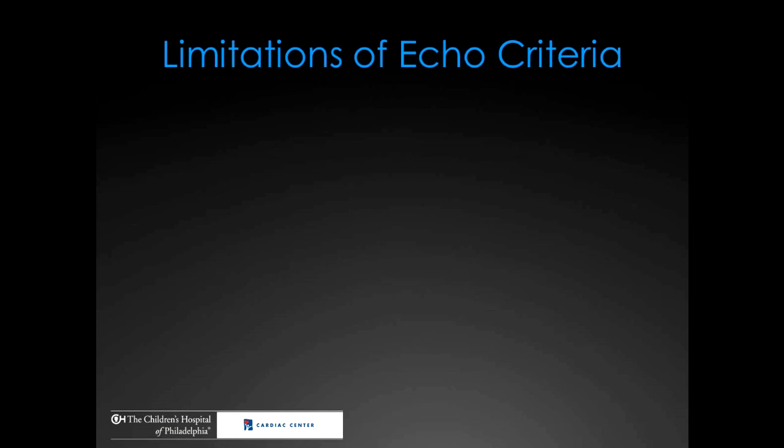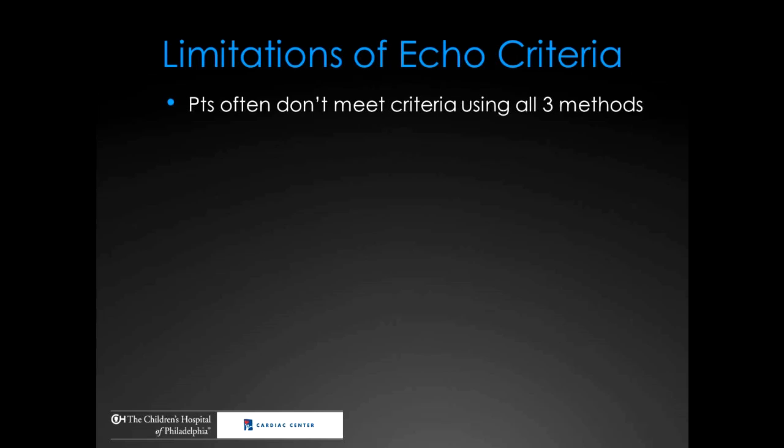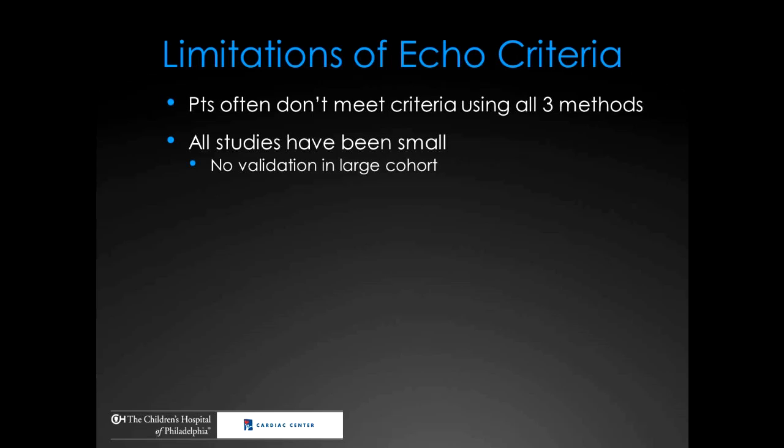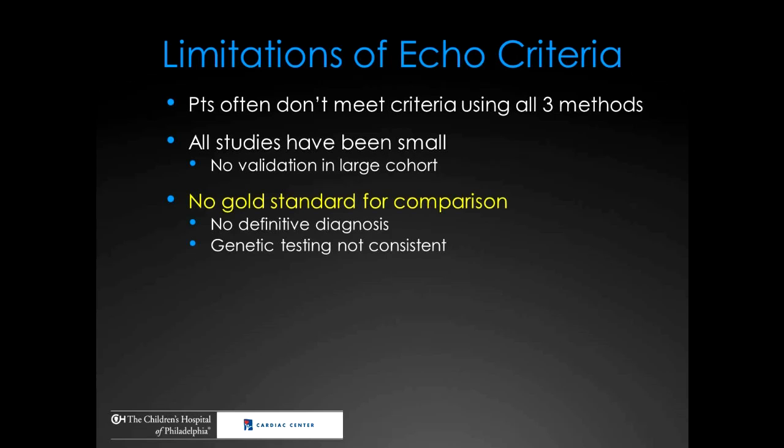So there are significant limitations to the echo criteria that I have just described. Patients often don't meet the criteria using all three of those methods, as I showed you in the previous slide. All of the studies have been quite small. There's no validation in a very large cohort. And importantly, there is no gold standard for comparison. So there really isn't a definitive diagnosis that we can go by.